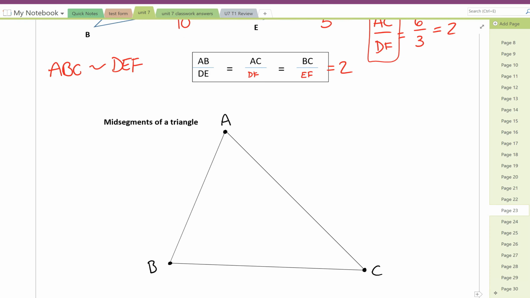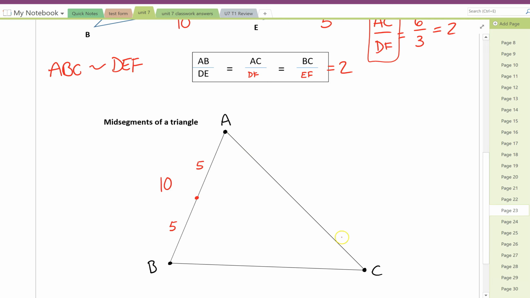Okay, one more thing to review real quick, and that's mid-segments in a triangle. So we did this kind of towards the end of the fall. A mid-segment is just when I find the midpoint of one of my sides. So let's say AB is 10. I find the point exactly halfway between there. In other words, I break AB up into two line segments that are both 5, and I make a point right there.